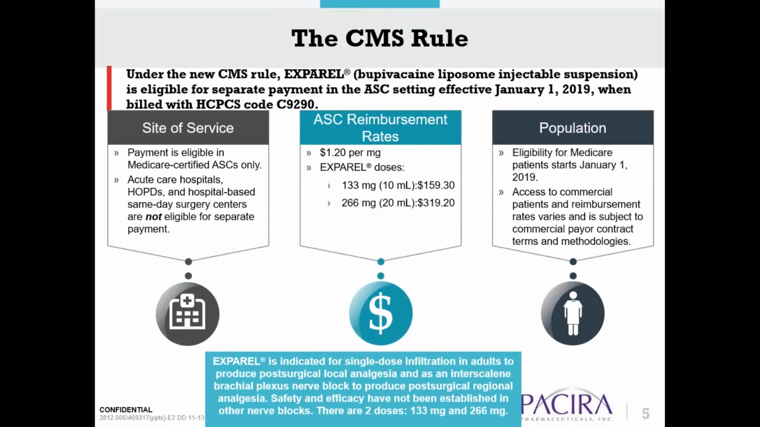So moving on to the CMS rule. Under the new CMS rule, Exparel is eligible for separate payment in the ASC setting effective January 1, 2019, when billed with HCPCS code C9290. It is important to note that Exparel is indicated for single-dose infiltration in adults to produce post-surgical local analgesia and as an interscalene brachial plexus nerve block to produce post-surgical regional analgesia. Safety and efficacy have not been established in other nerve blocks. There are two doses, 133 milligrams and 266 milligrams.